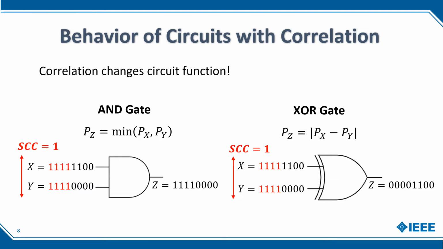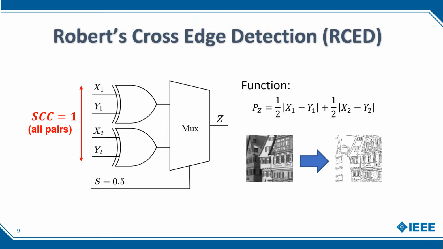Similarly, an XOR gate with correlated inputs computes an absolute value subtraction operation. These operations expand the breadth of functions that may be implemented more efficiently with stochastic circuits than with conventional binary. For example, the edge detection circuit that we saw before exploits fully correlated data inputs in order to compute 2 absolute valued subtract operations, which are then summed using a mux-scaled adder. The circuit therefore computes the equation shown for the output probability. This function is known as Roberts cross edge detection. The result is one of the smallest known edge detection circuits by area.